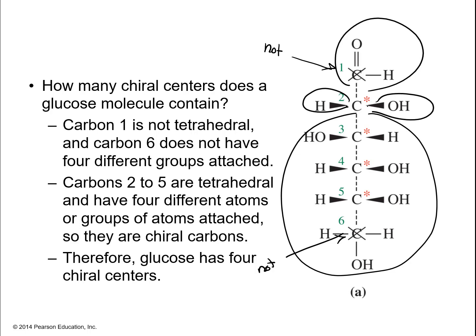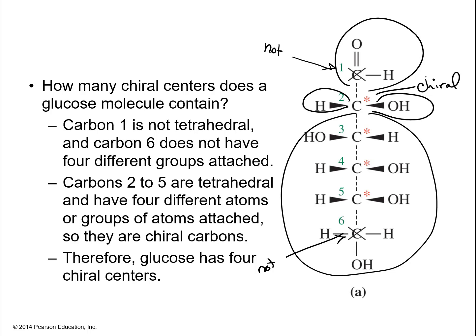So see the little asterisk, that little red symbol they put up? So that is a chiral carbon. Carbon number 3 is also chiral. Carbon number 4 is also chiral. Carbon number 5, also chiral. So all those center carbons, they all can make mirror images.